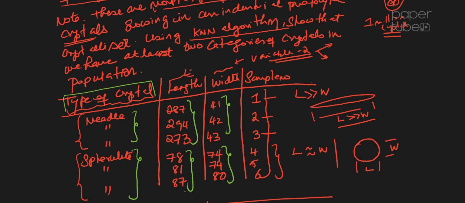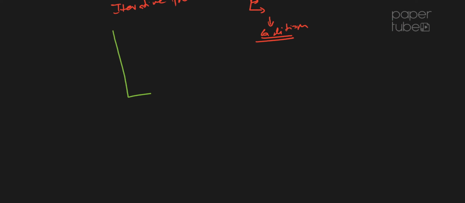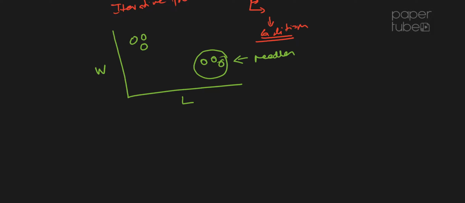So even if you plot this data, if you plot length and width of this data, you will see some points here and some points here. So this should belong to needle, the other 3 data points should belong to spherical particles. So obviously this simple graph shows that there exist 2 categories. Nevertheless, our intention is to show that K-NN algorithm can identify the existence of such categories in the data set. So that's why we are going to implement K-NN algorithm and prove that there exist 2 categories in the data.